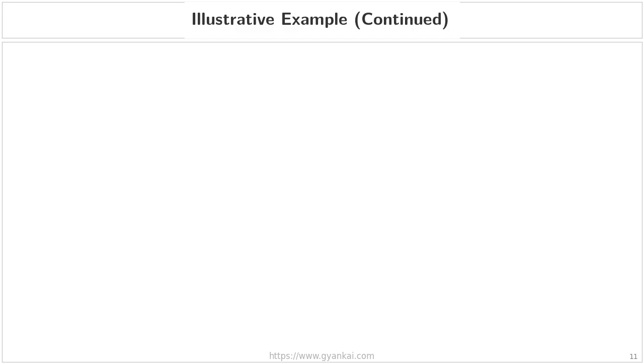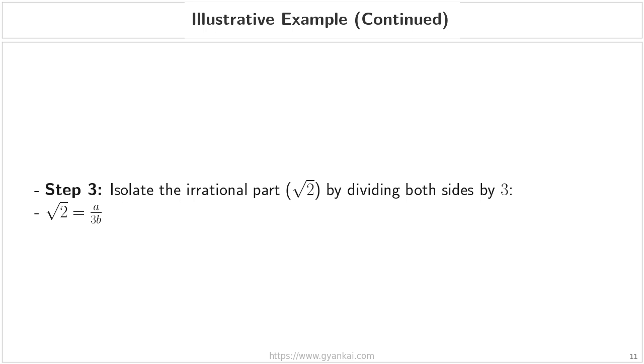Illustrative example, continued. Now, moving on to step 3 of our example. Up until this point, we have assumed that our product, 3 times the square root of 2, is a rational number, which we represented as a fraction, a over b. To reveal the contradiction, our goal now is to isolate the irrational part, which is the square root of 2, on one side of the equation. To do this, we simply divide both sides of the equation by 3. This leaves us with the square root of 2 equals a over 3b. Notice how the irrational component is now standing alone, which sets us up perfectly for the next step, where we analyze the nature of this new fraction.